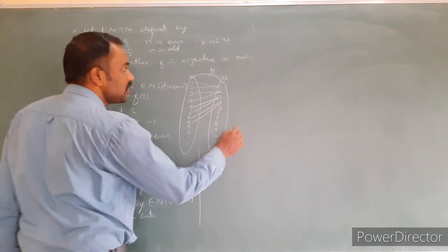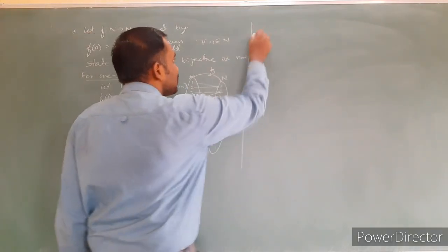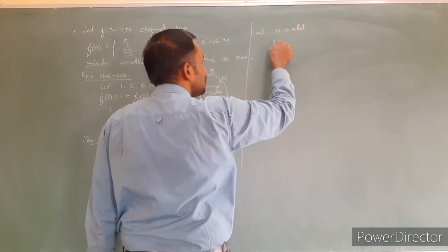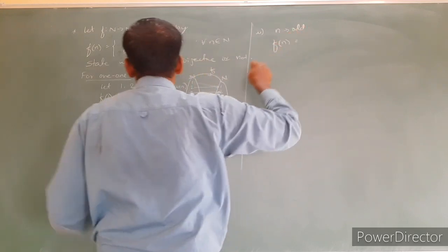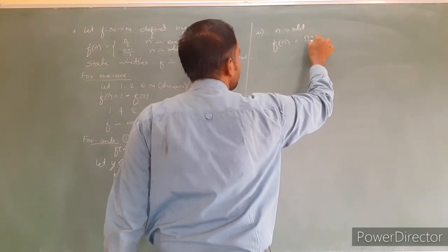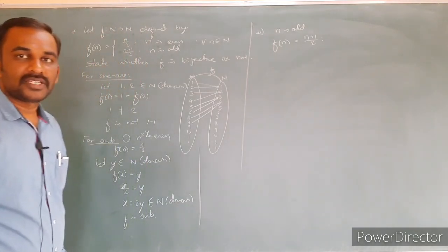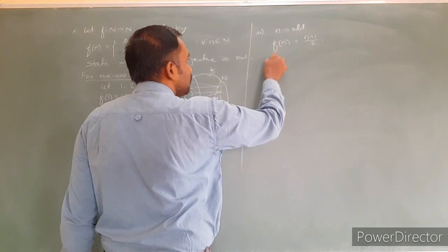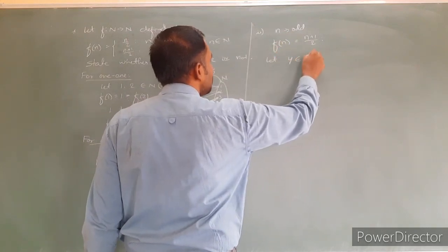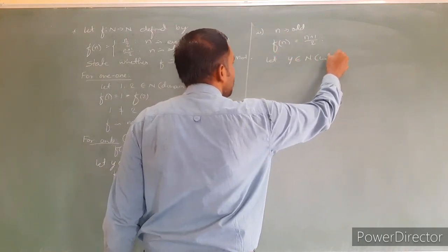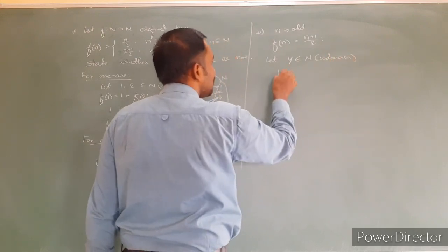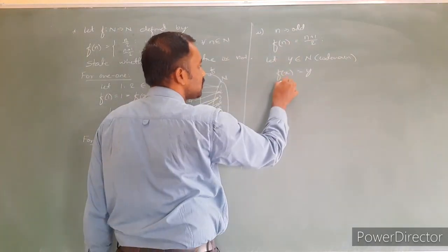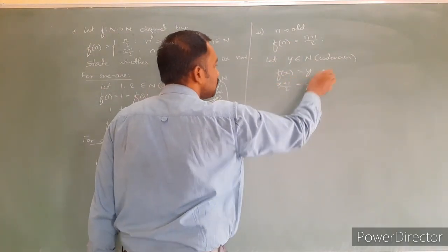Similarly, the second case: whenever n is an odd number, f of n is equal to n plus 1 divided by 2. In place of n I just consider x. Now let any element y belong to the codomain set, then I need to get f of x equal to y. That means the given function x plus 1 divided by 2 is equal to y.